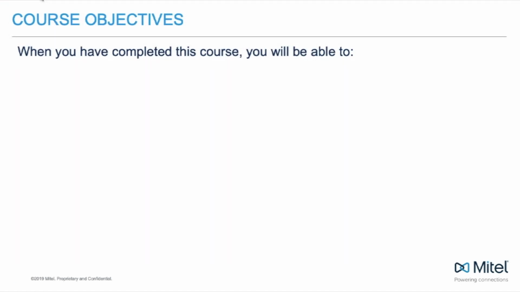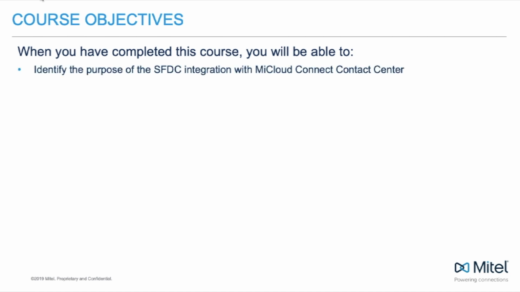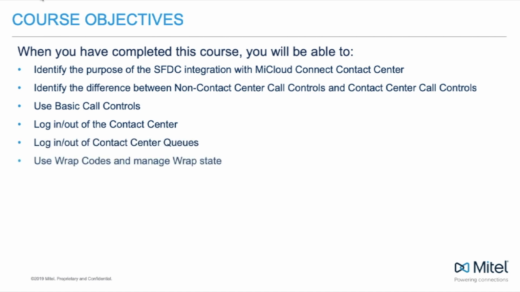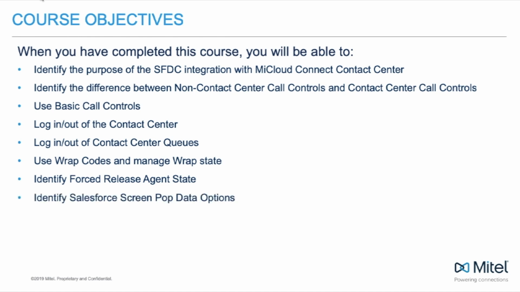When you have completed this course, you will be able to identify the purpose of the Salesforce integration with the MyCloud Connect Contact Center, identify the difference between non-contact center call controls and contact center call controls, use basic call controls, log in and out of the contact center, log in and out of contact center queues, use wrap codes and manage the wrap state, identify the forced release agent state, identify Salesforce screen pop data options, and identify Salesforce data integration capabilities.